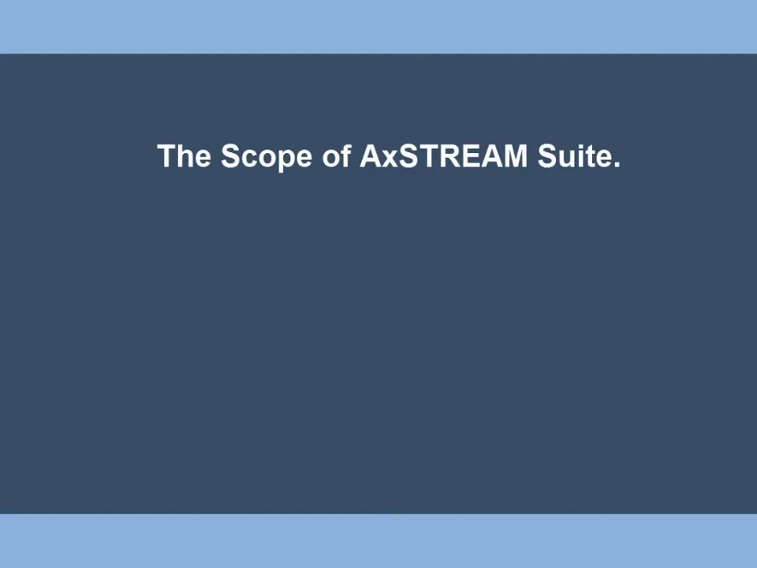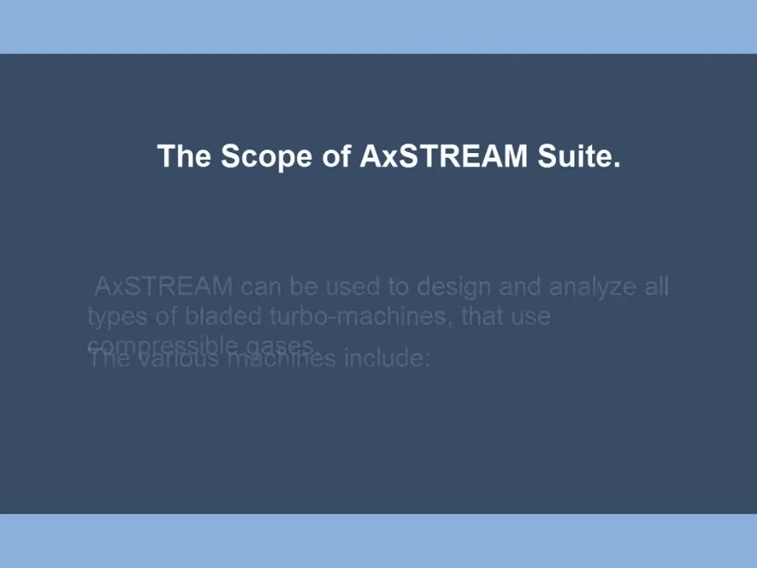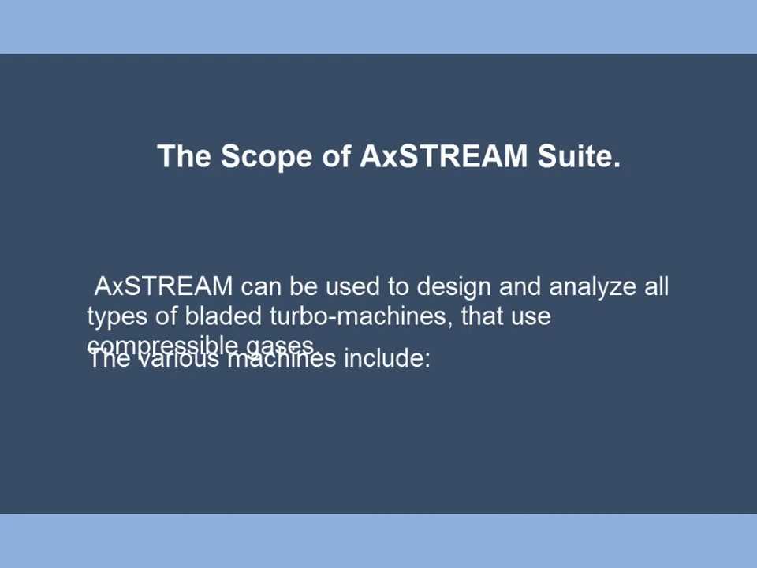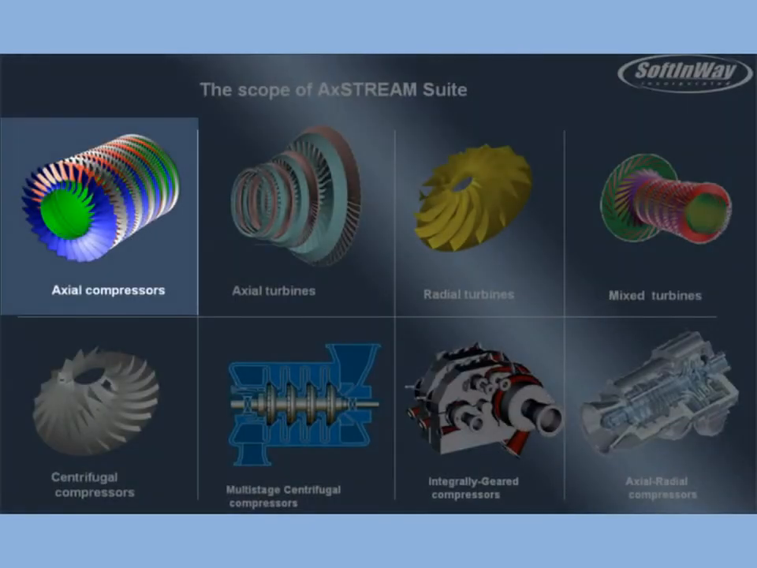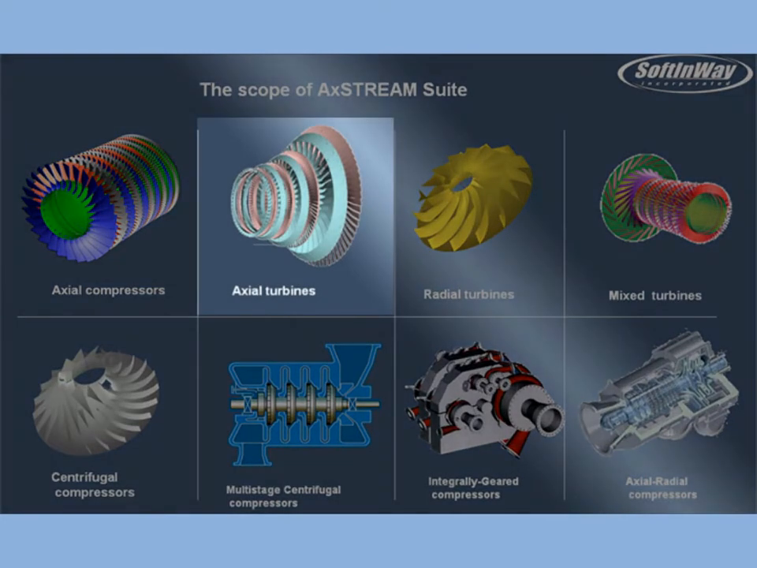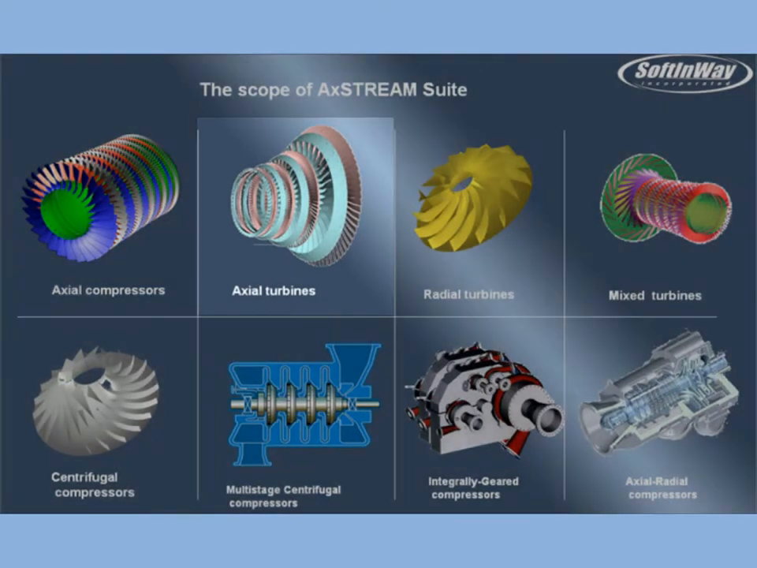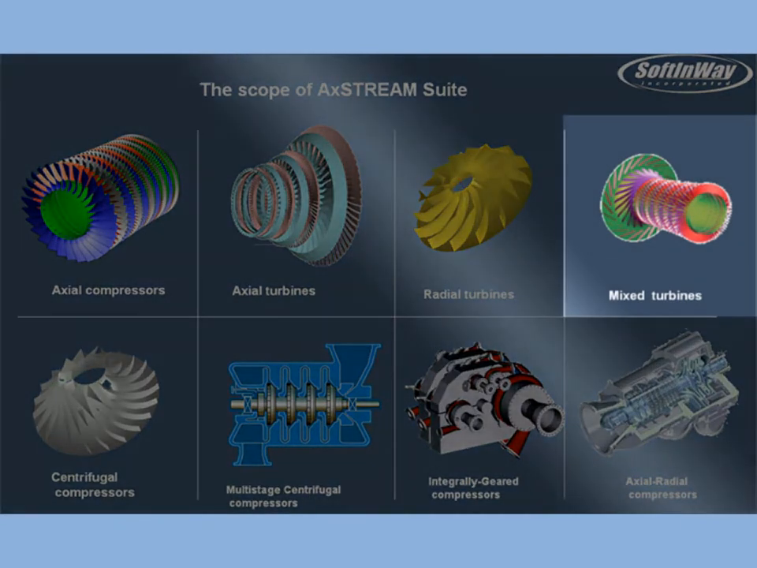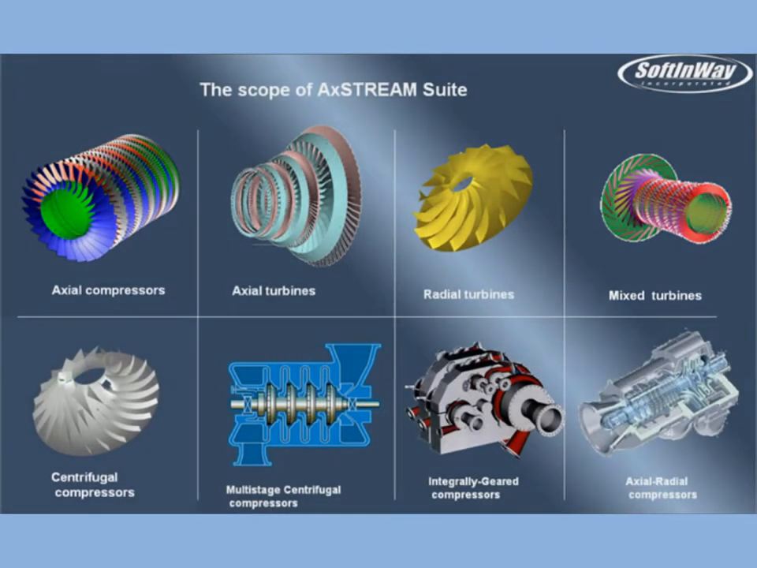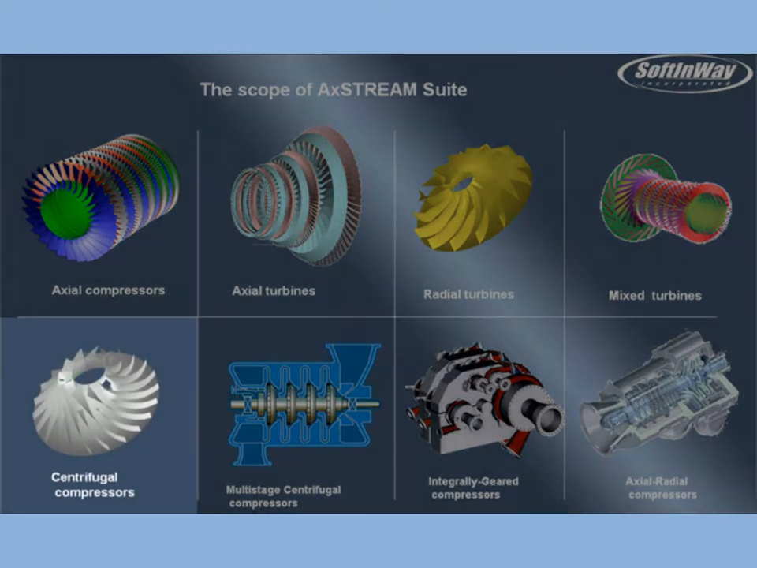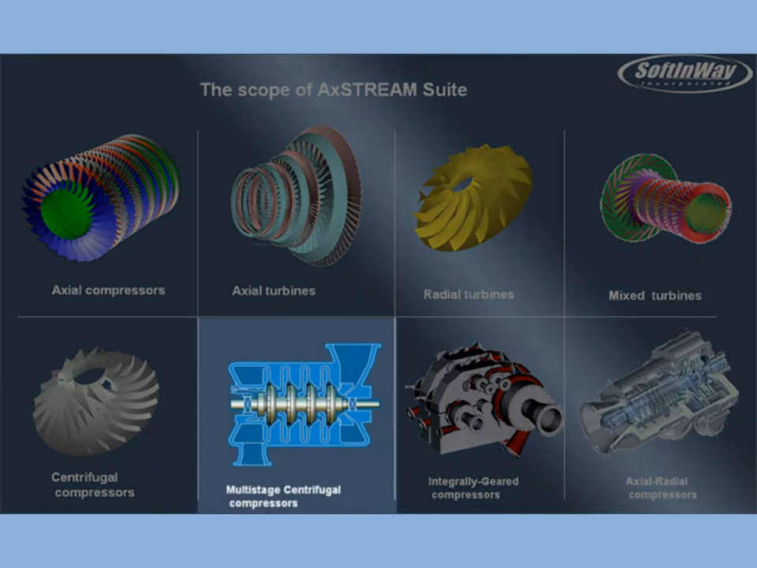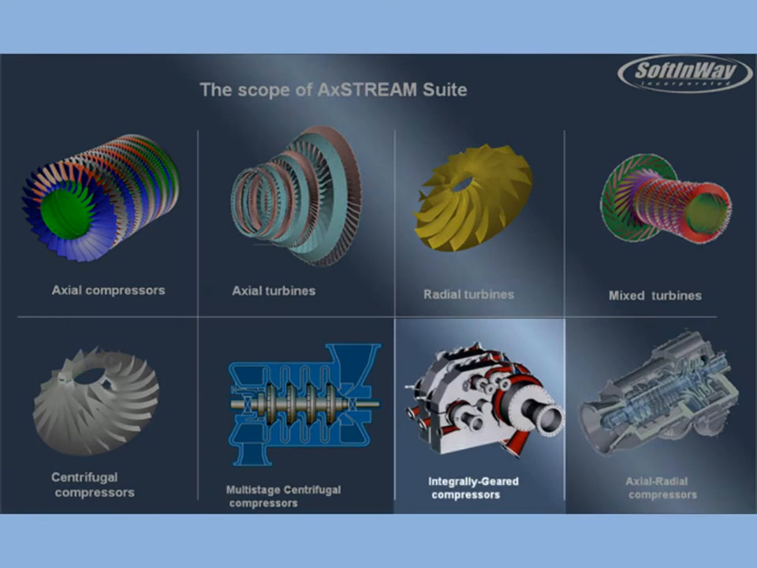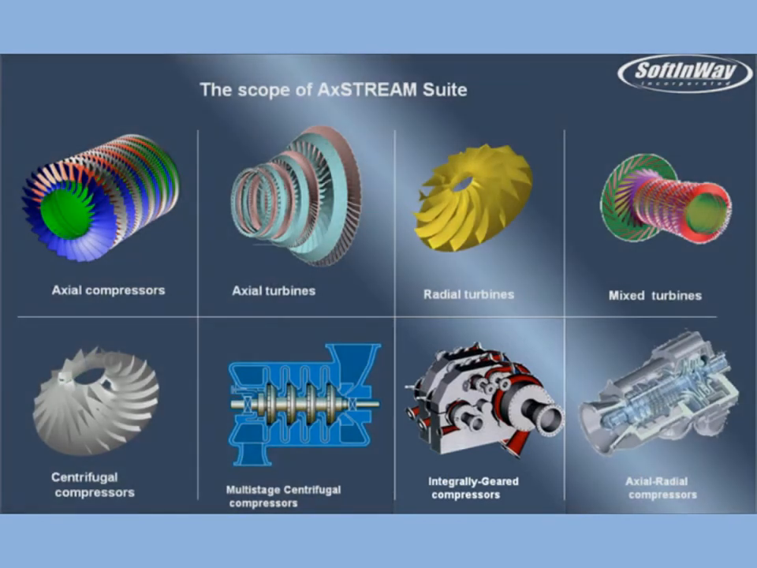The scope of AxSTREAM suite. AxSTREAM can be used to design and analyze all types of bladed turbo machines that use compressible gases. The various machines include axial multistage compressors and single-staged fans, axial multistage steam and gas turbines, radial inward flow turbines, mixed flow turbines with radial and axial parts, single-stage centrifugal compressors, multi-stage centrifugal compressors, integrally geared centrifugal compressors, axial radial compressors.